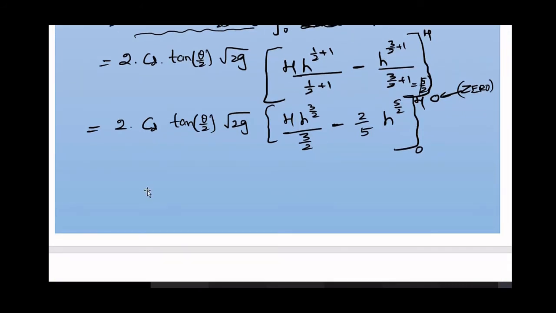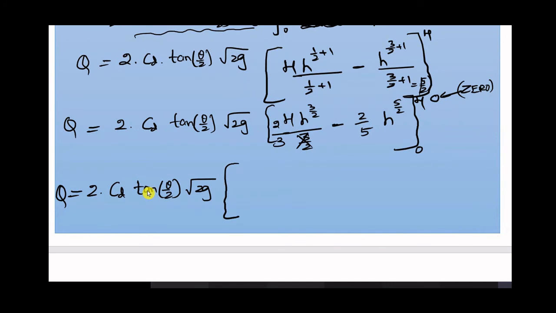Dear students, there is only simplification, mathematical equations here. So instead of writing 3 by 2, I will take it in the numerator, it will become 2 by 3. So I will remove this. Now substitute the upper limit. Q on the left hand side as it is. On the left hand side, it is Q. 2 Cd tan theta by 2 square root of 2g. Now in place of small h, put the upper limit. 2 by 3 will be as it is.